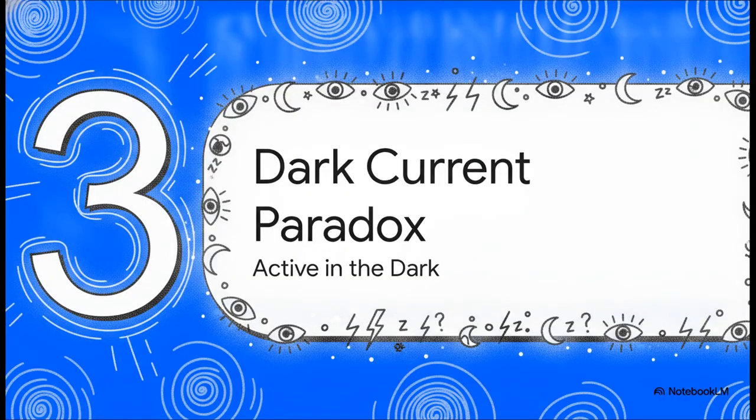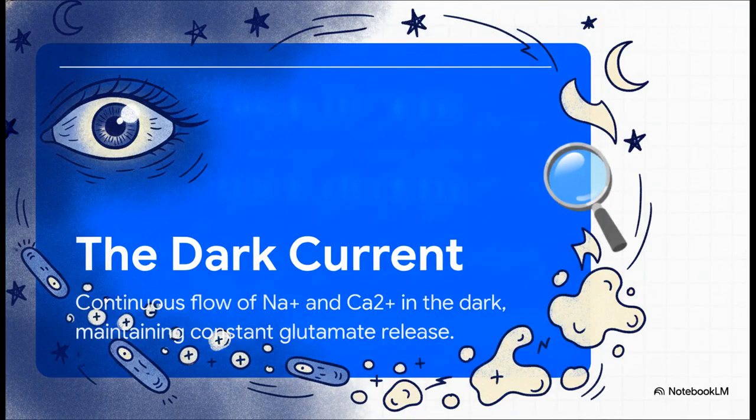Which brings us to section 3, and this is wild, the dark current paradox. We've arrived at what is easily one of the most fascinating mechanisms in biology. To understand how we see light, we actually have to understand what our eyes are doing in the dark. We need to talk about the dark current.